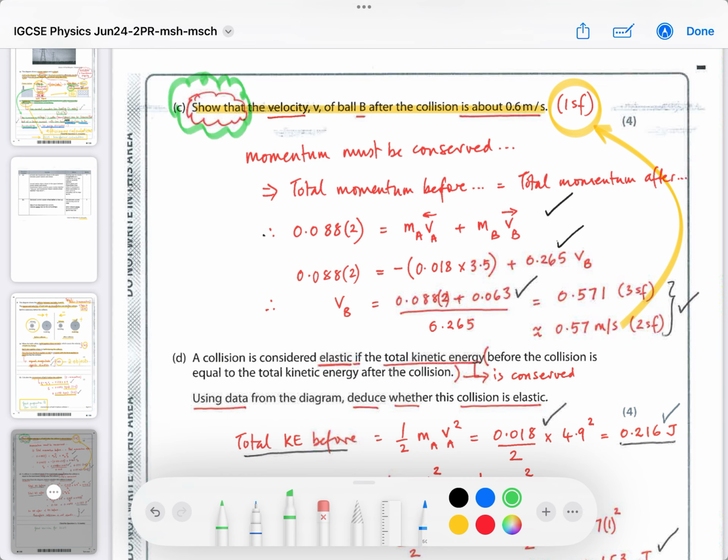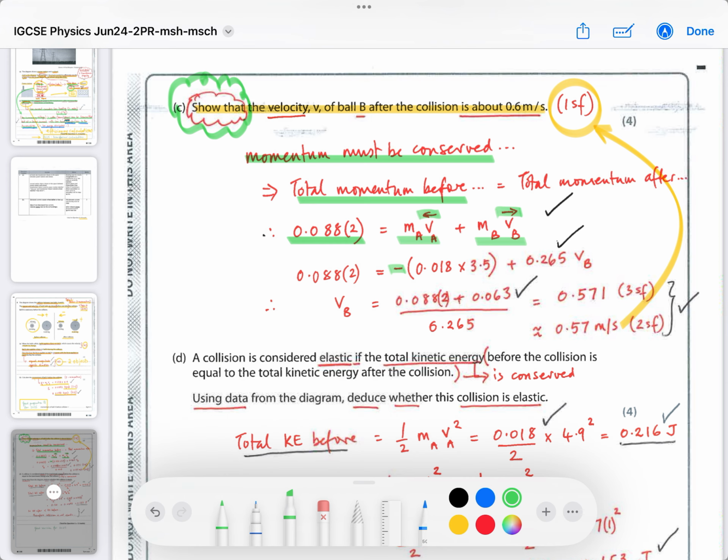Okay? So momentum must be conserved. So we know the total momentum before because they helped us by making us work that out to start with. So we know to three or two significant figures, it was 0.0882 if you go to three significant figures. Then momentum of A reverses. So this is negative. So you've got to put the negative there when you put the numbers in. And momentum of B is then in the positive direction. To the right is positive. Okay? So you put the values in.